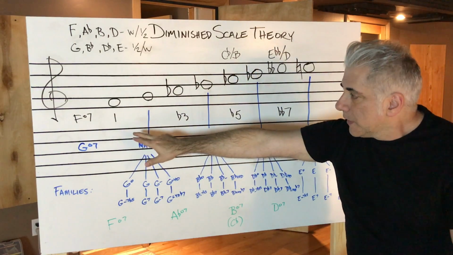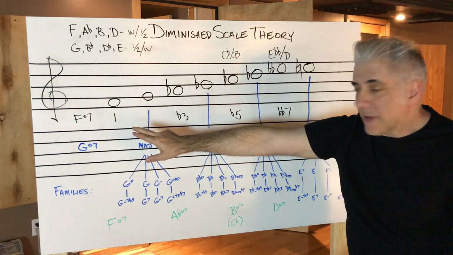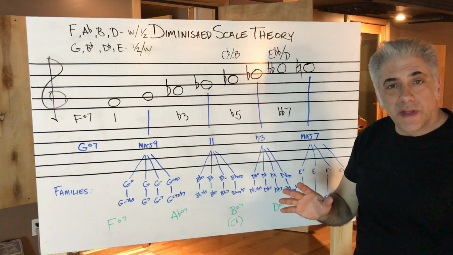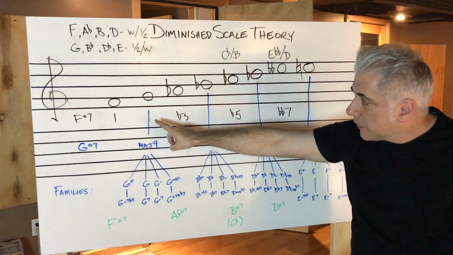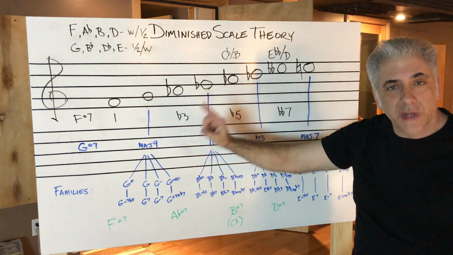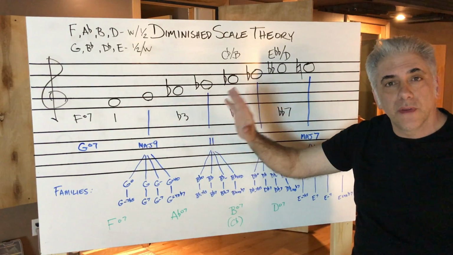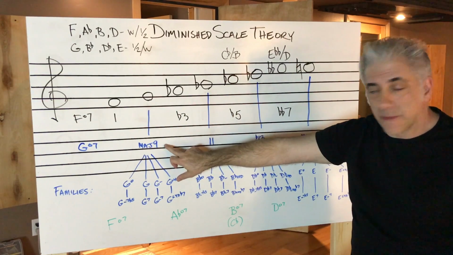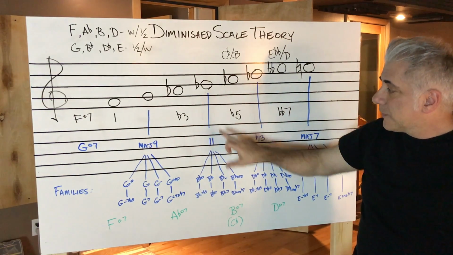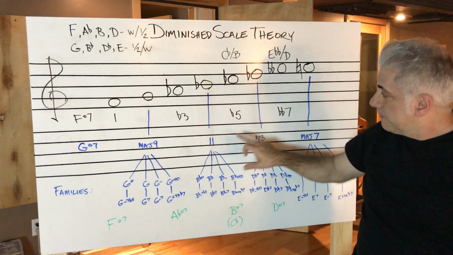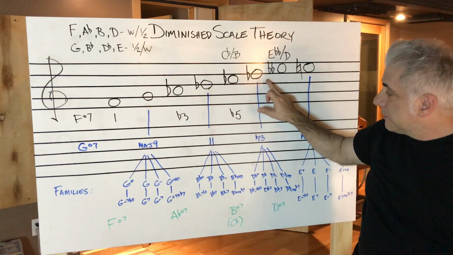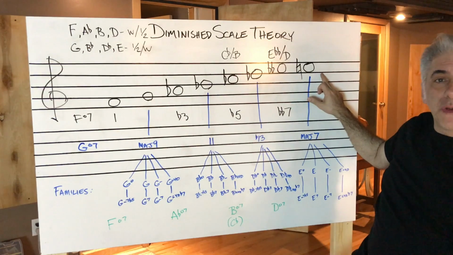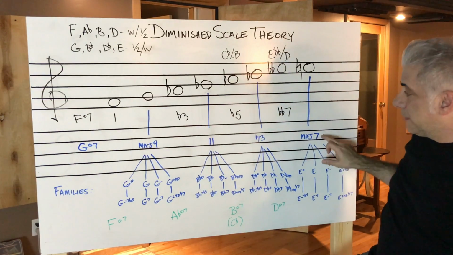Okay, so if you look at the diminished seventh chord, 1, flat 3, flat 5, double flat 7, that is the spelling of a diminished seventh chord. Now down here are the non-chord tones, or the scale tones that do not make up the chord. We have the G, which is the major ninth. We have B flat, which is the 11th. We have D flat, which is the flat 13. And we have E natural, which is the major 7th.